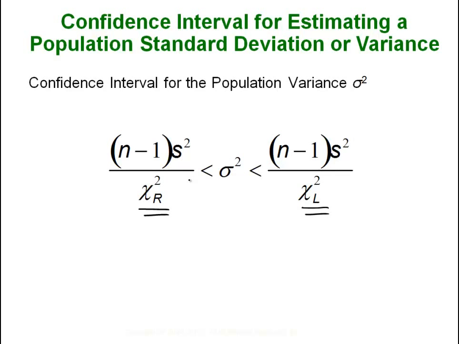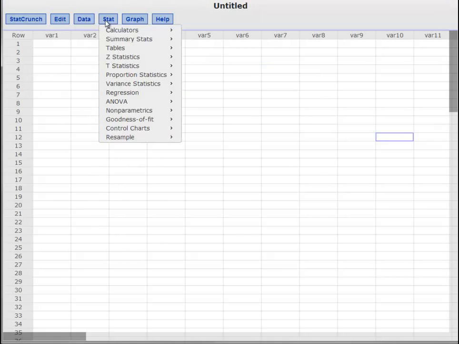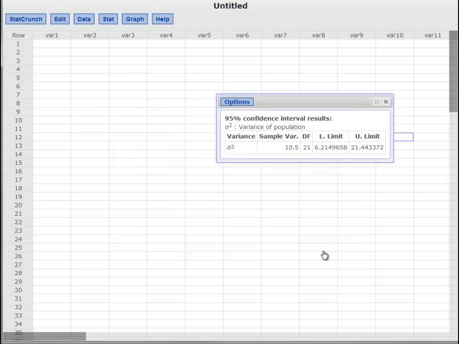Fine, formulas are great, but wouldn't technology be a lot easier? Yeah, absolutely. So instead of this one, we go to Stat, Variance Statistics, because we're running statistics on variances, one sample. Again, data would be if we had the raw data in a column. Summary is if we actually just have the summaries. So our sample variance was 10.5. Our sample size was 22. And we want a 95% confidence interval, asked to compute, and there it is. Lower of 6.215, upper of 21.443. There's our sample variance.